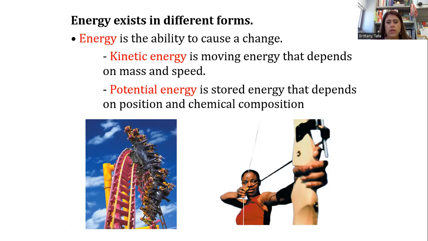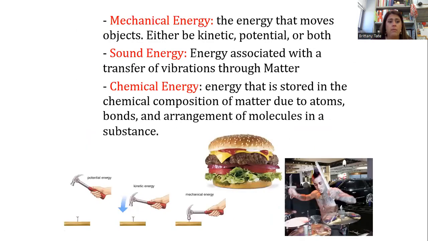Kinetic energy is moving energy that depends on mass, and potential energy is stored energy. Both kinetic and potential equal mechanical energy. So mechanical energy is energy in motion: stored energy is potential, kinetic is moving. Both of those together is mechanical. And that's what it says here, the energy that moves objects. It could be kinetic, potential, or both.